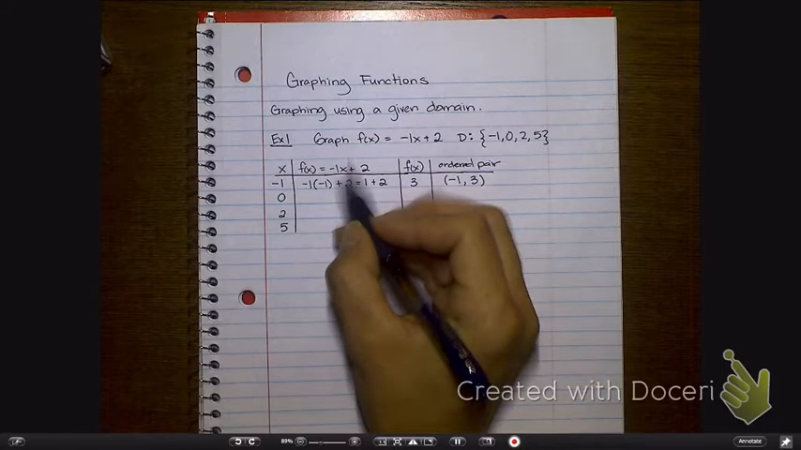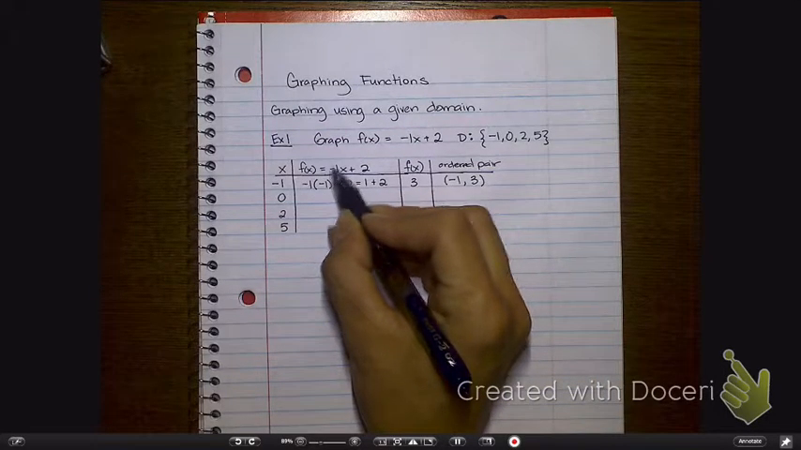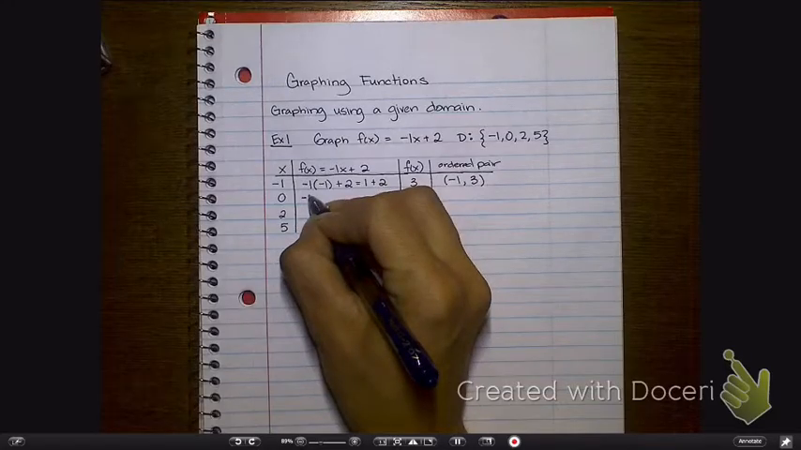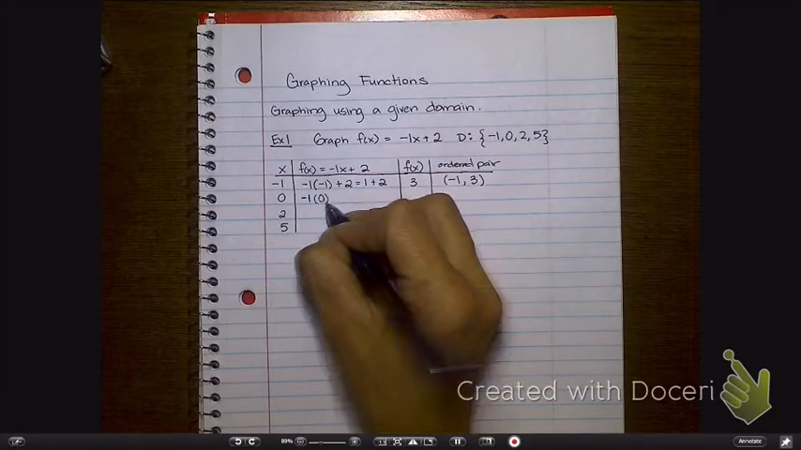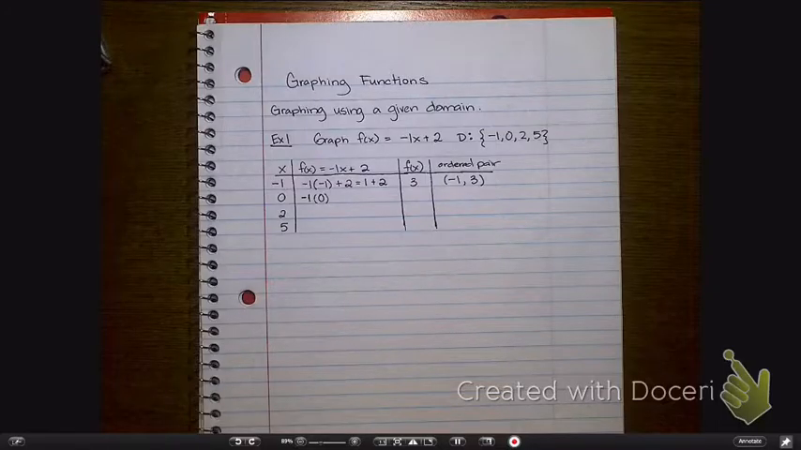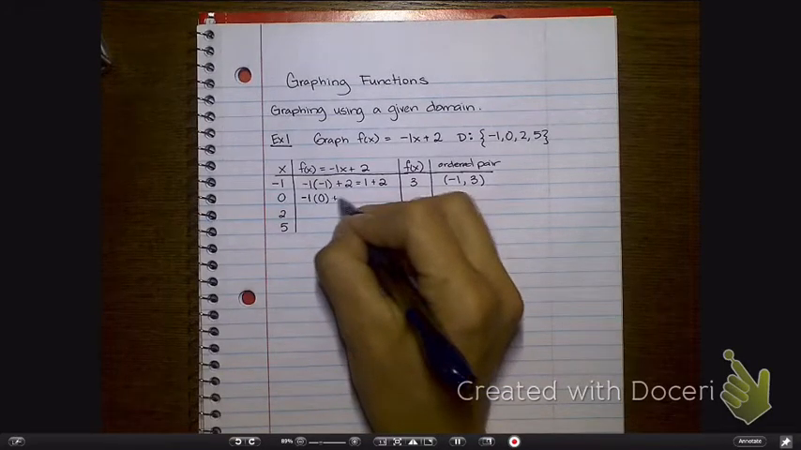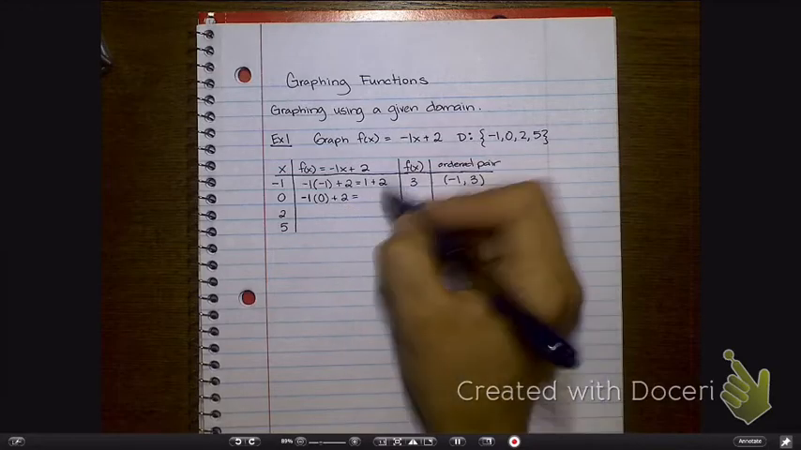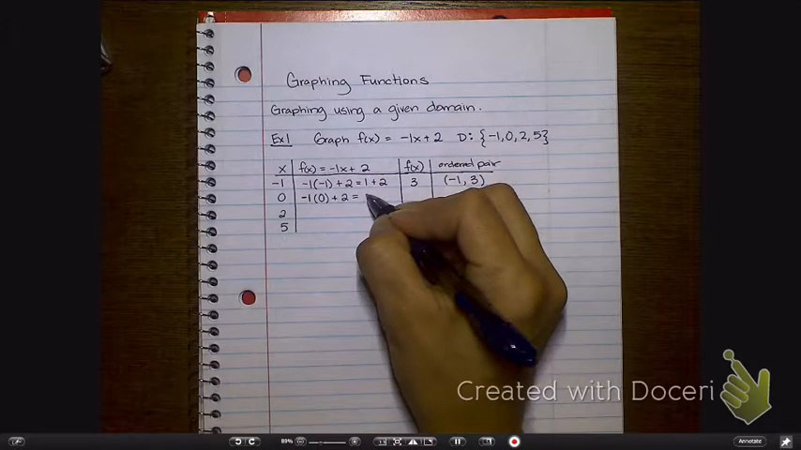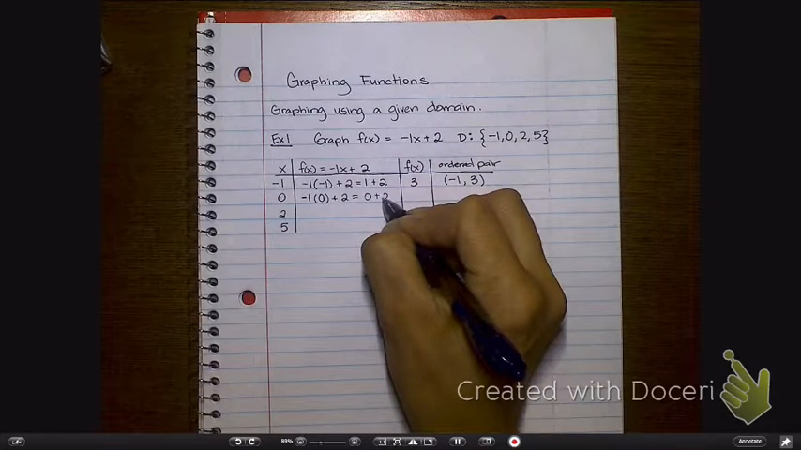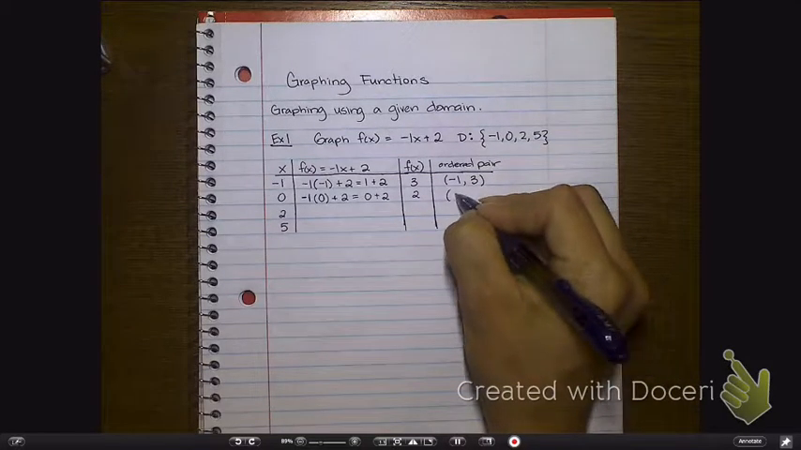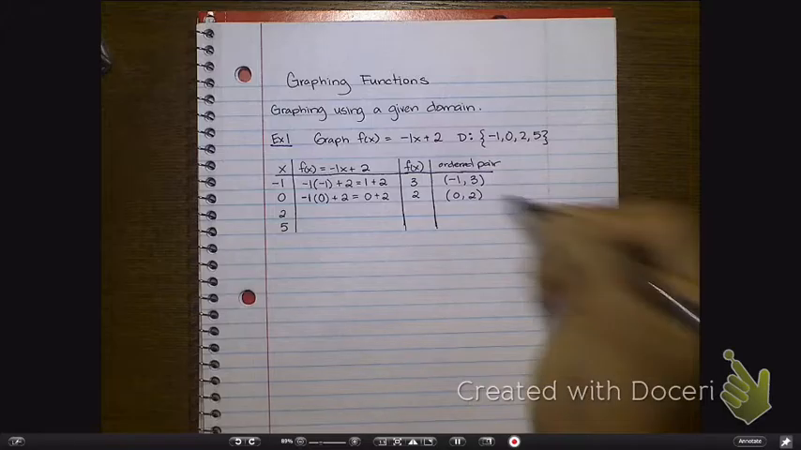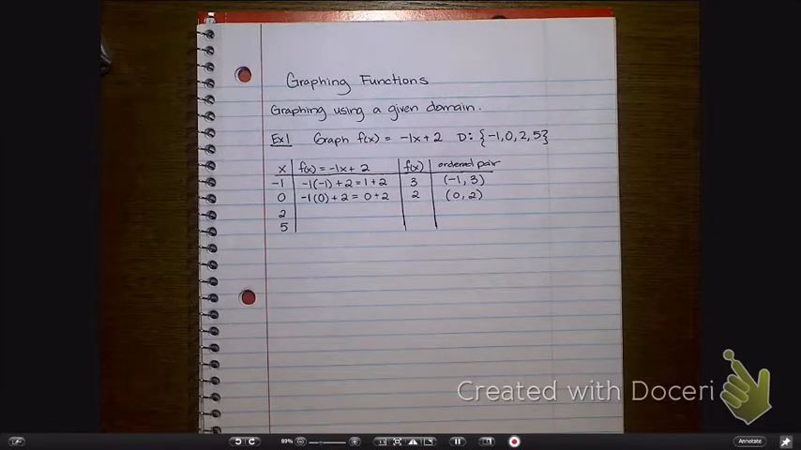So when I have 0, I still have negative 1 in front here, right? Because that's part of the function. But instead of x, now I'm putting 0 there. So I have negative 1 times 0 plus 2. Well, negative 1 times 0 is 0, and 0 plus 2 is 2. So here's my next ordered pair, 0, 2. And I'm going to put that on the graph in a little bit.